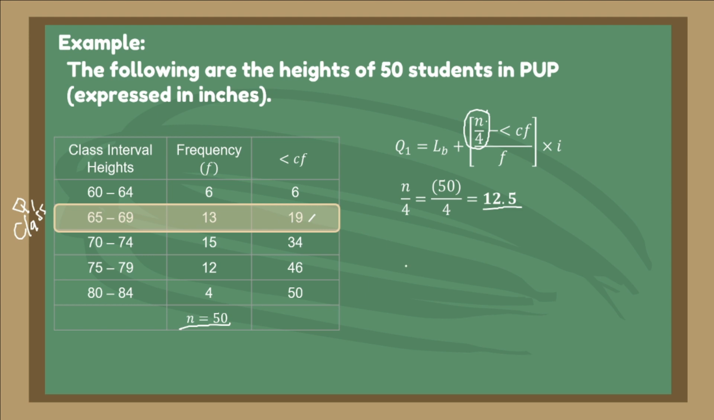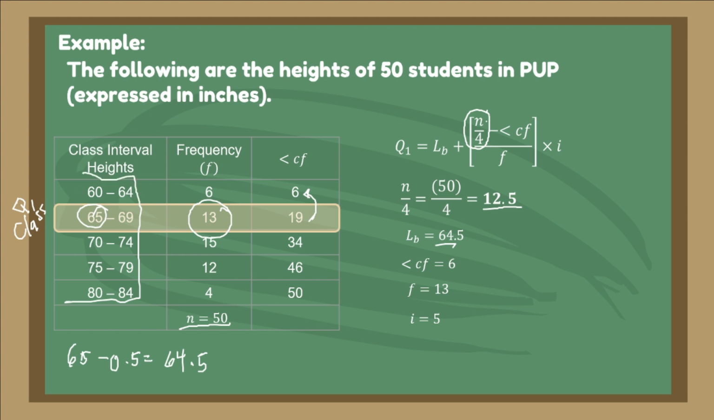Okay, let us get the lower class boundary. Our lower class boundary is 64.5. It came from 65 minus 0.5, so we have 64.5. Next is our less than cumulative frequency. The next number less than 19 is 6. So that is our less than cumulative frequency. Then frequency is 13, which came from here. Then our interval is of course 5, also based on the class interval here. These values we are going to use to solve quartile 1.